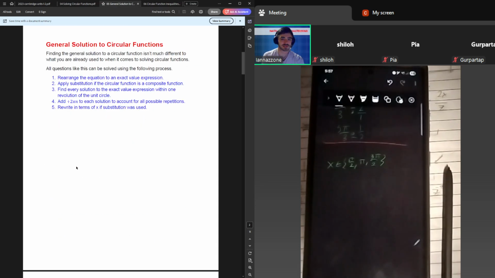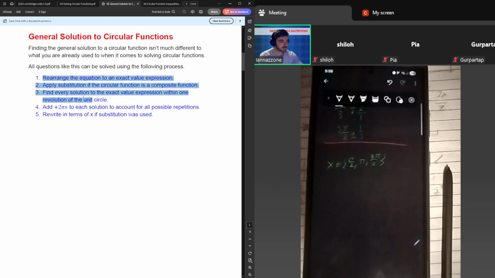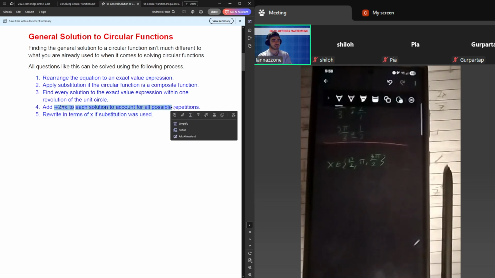So next up is the general solution to a circular function. So basically all we're going to do is slightly change what was going on in the previous framework that we were following. You'll notice that pretty much everything in here is the exact same wording, right? Like we're doing our rearrange, we're doing our substitute, we're finding solutions, we're getting it back in terms of x. All we're doing is sliding in this plus 2 pi n into each of our set of solutions.